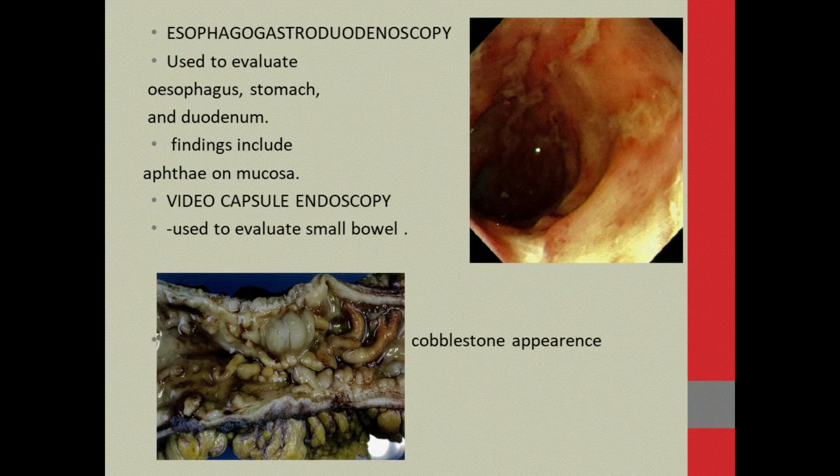Then we do an esophagogastroduodenoscopy to evaluate the esophagus, stomach, and the duodenum. The findings are aphthae and oral mucosa involvement. For examining the small intestine, we do a video capsule endoscopy. Here is a picture with snail trail appearance, and here below is a picture of cobblestone appearance.